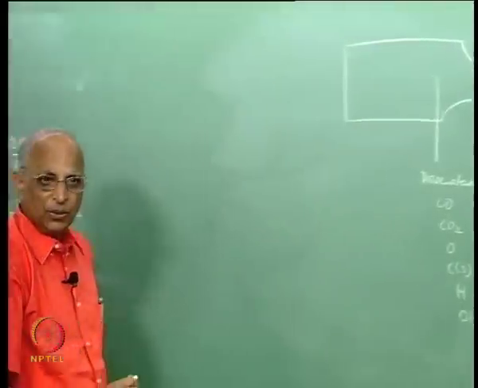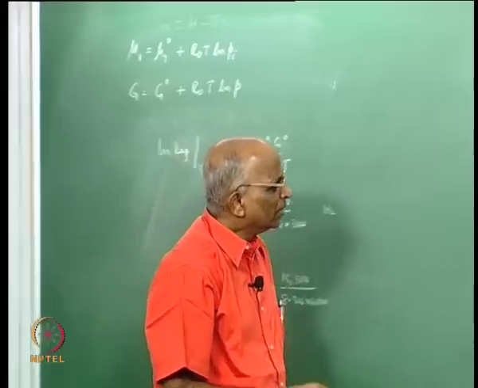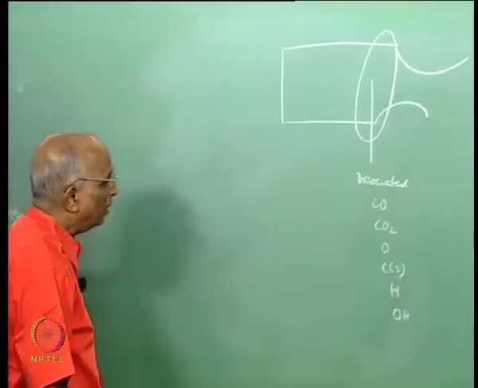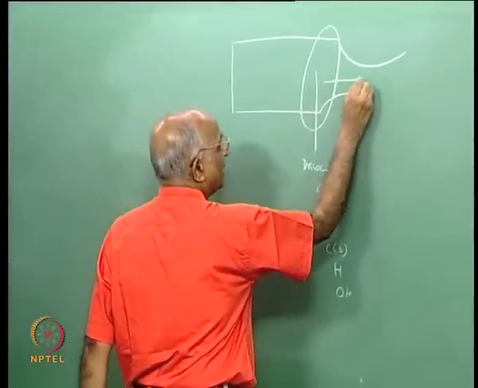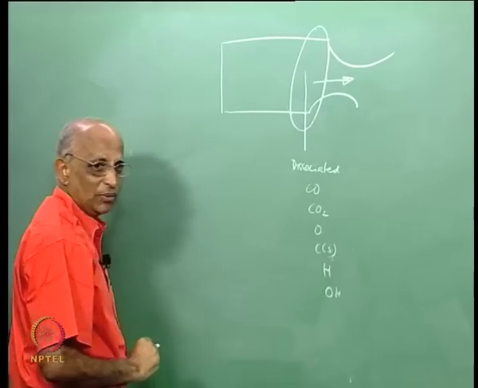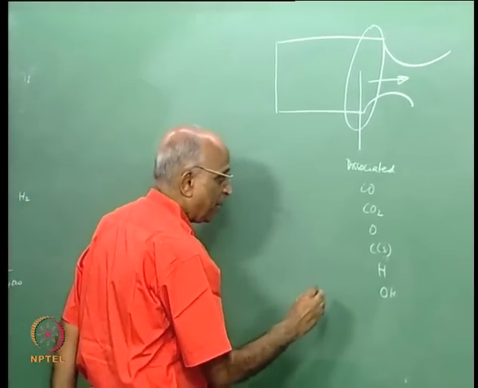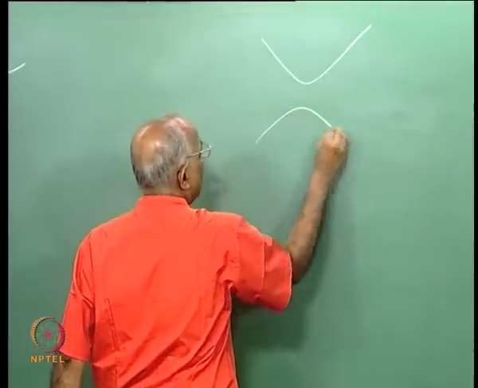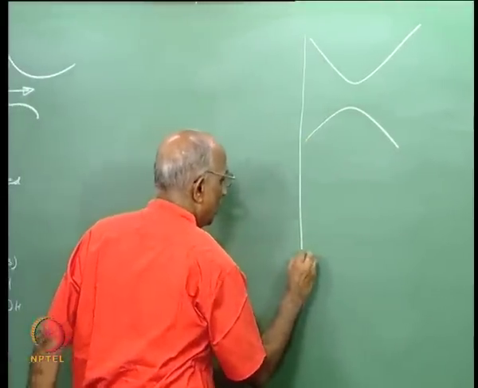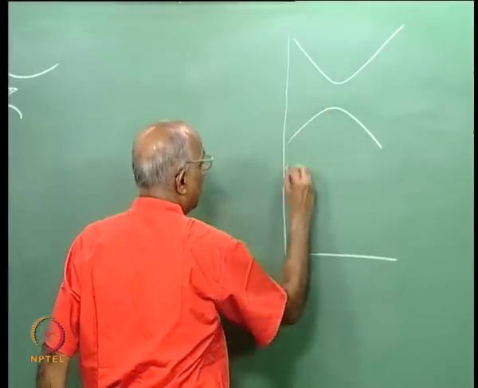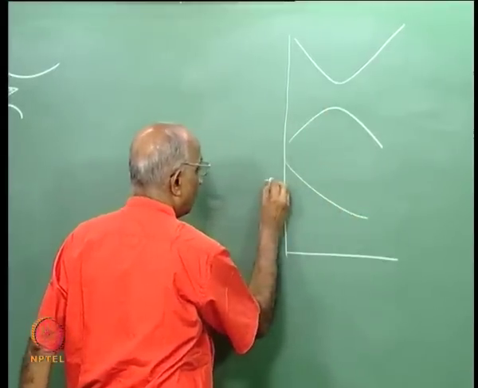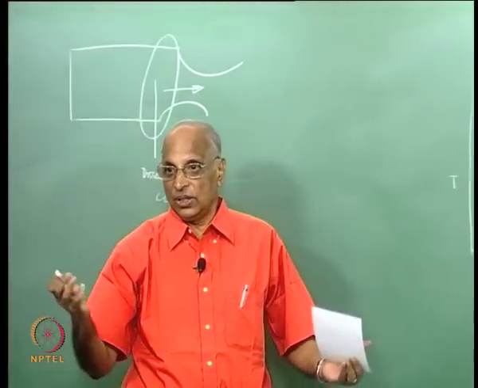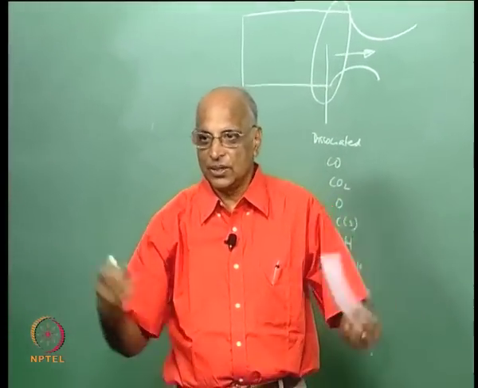Now let us go to the next step. This dissociated gas I know how to calculate; we will do it through an example. Now I expand these dissociated gases in a nozzle. What happens in a nozzle? As the expansion takes place, the temperature keeps falling, the density falls, and the speed or velocity increases.